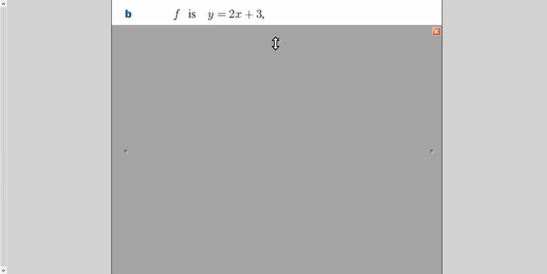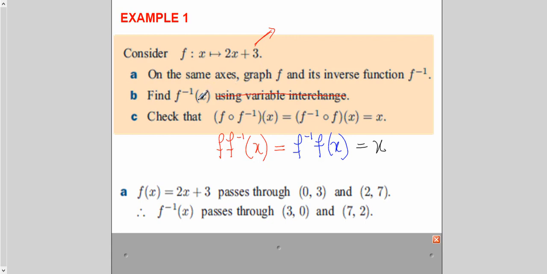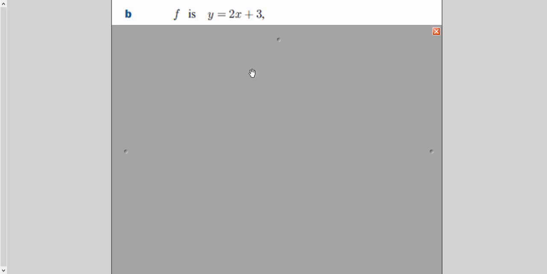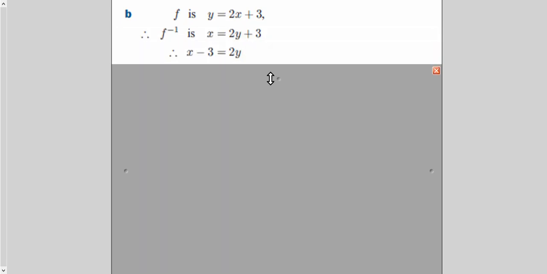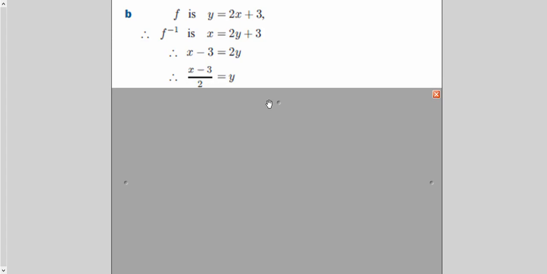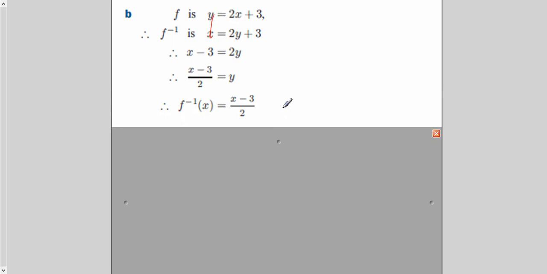The next part of the question was saying, find the inverse function, and then we will check this. When we are finding the inverse function, the technique is the same. Replace x by y, y by x, and then make y the subject. We have replaced x and y. We are making y the subject, and the function we got is our inverse function.